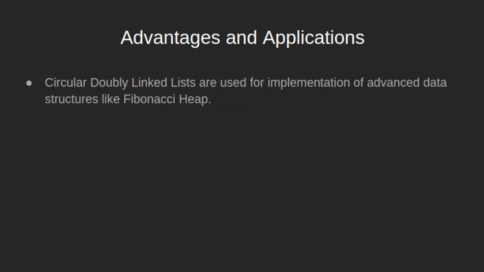Last but not the least, another form of circular linked list, which is circular doubly linked lists, are used for implementation of advanced data structures like Fibonacci heap.